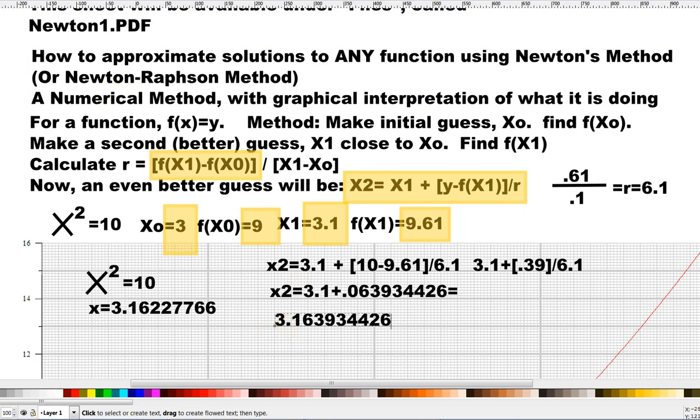3.163934426. Now let's compare that to the answer that the calculator gave us over here when we just did the square root of 10, and my, look how close that is. That is an extremely accurate answer.